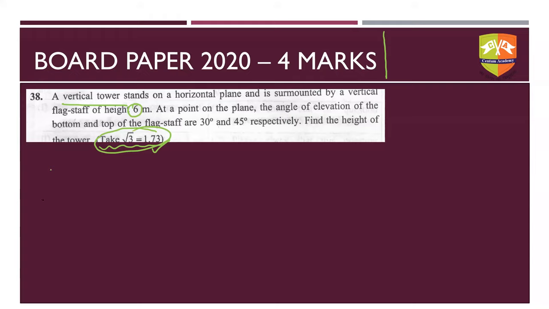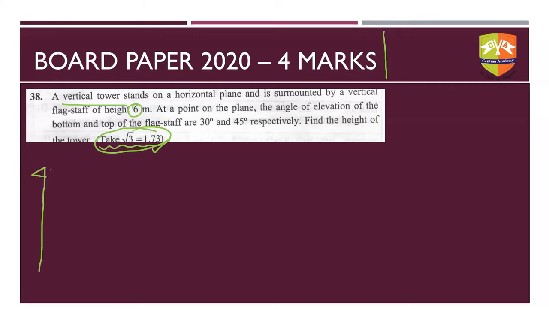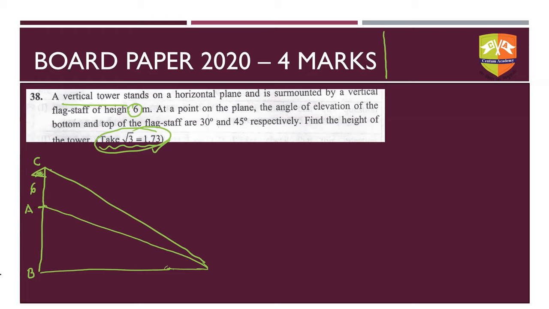So let me draw the tower first. And the tower has to be longer. This is the point where the flagstaff would be. So this is my flag, let's say. And they are saying that for the top and bottom of the flagstaff, the angle of elevation is given. So this is the setup. Let's say AB is the tower and AC is the flagstaff, which is 6 meters high. That's given. Okay, what else is given? 30 and 45 degrees. So clearly this is 30 and this has to be 45.